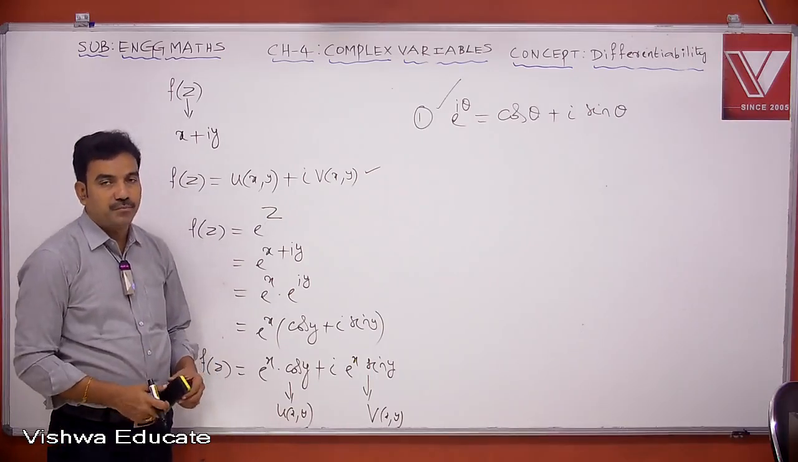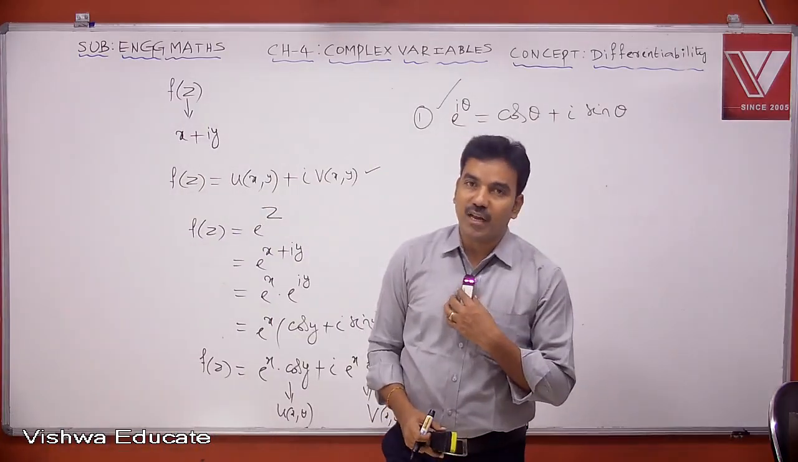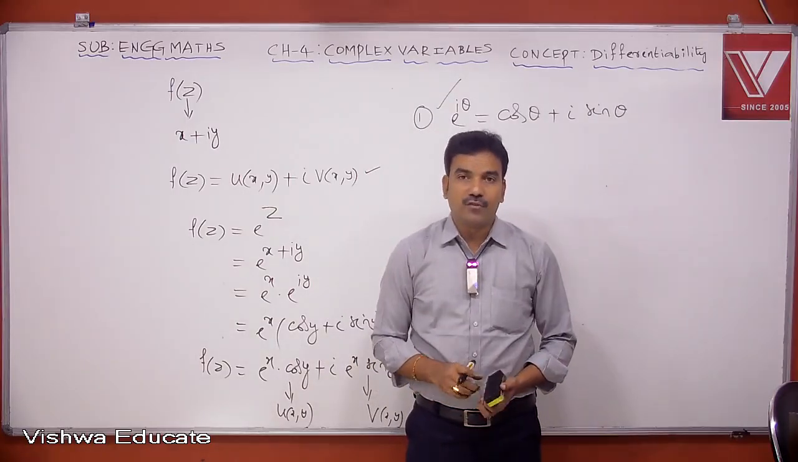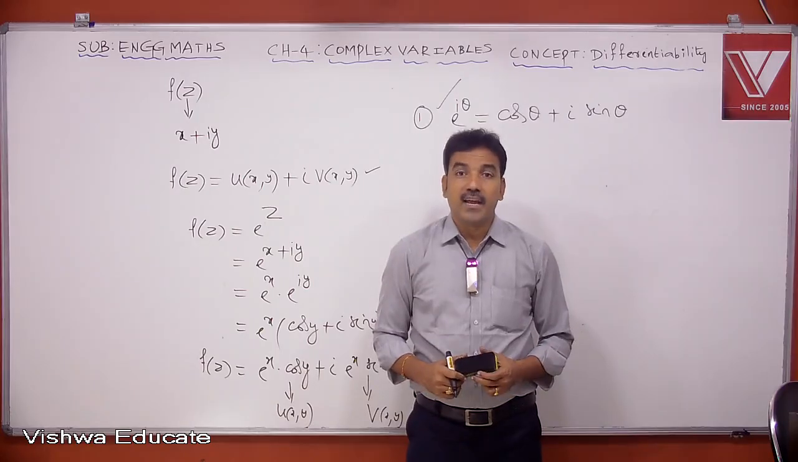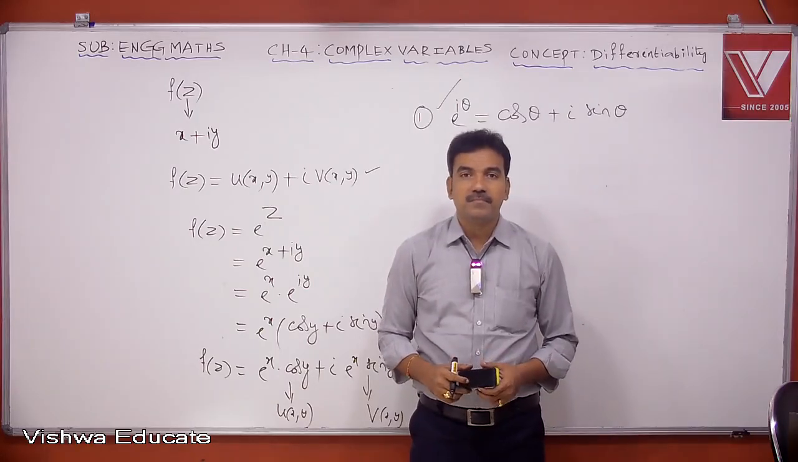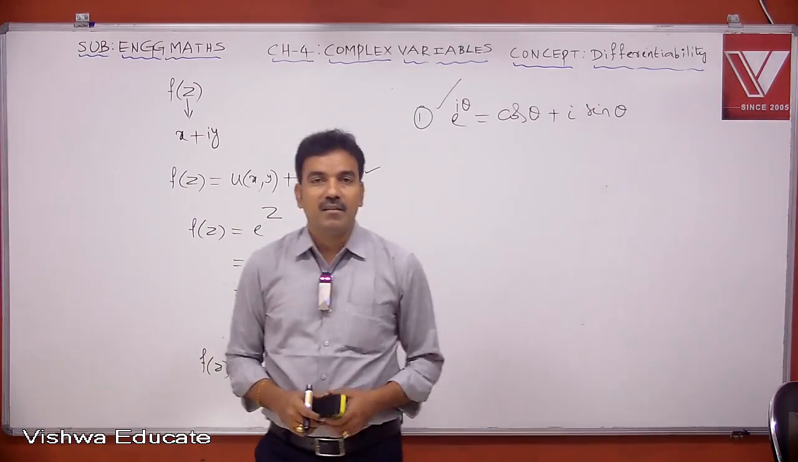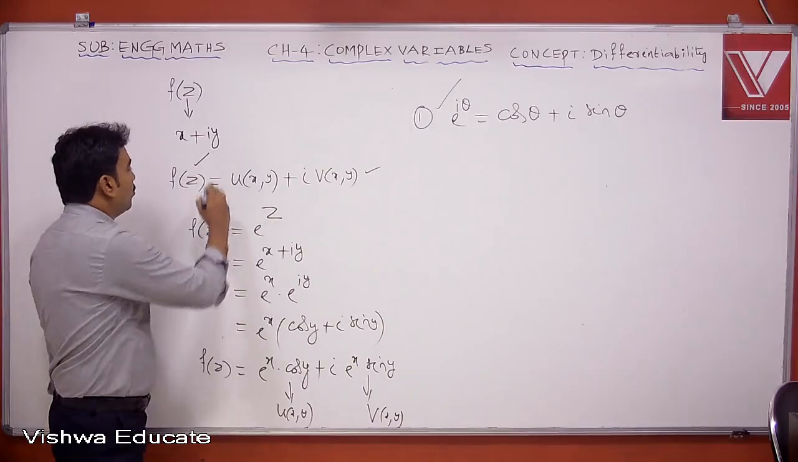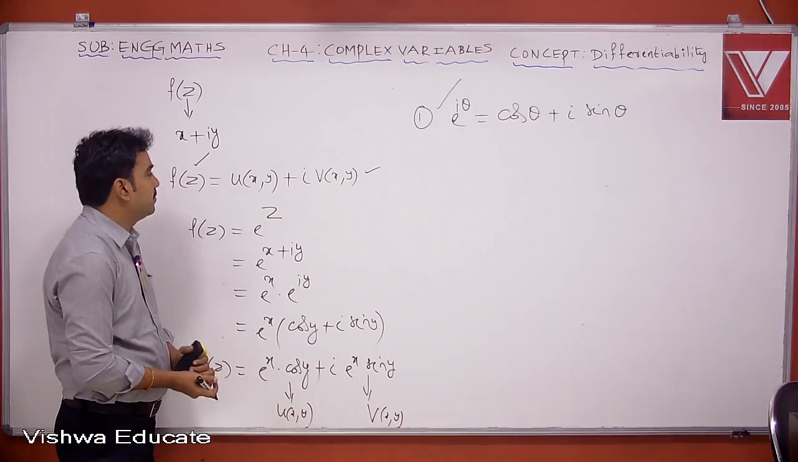Next note. Every complex valued function f of z can be expressed in the form f of z equal to u of x comma y plus i into v of x comma y.